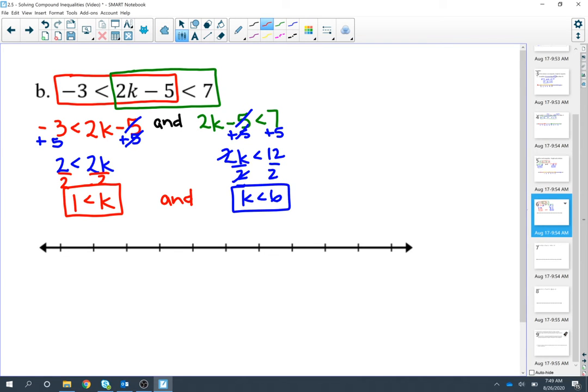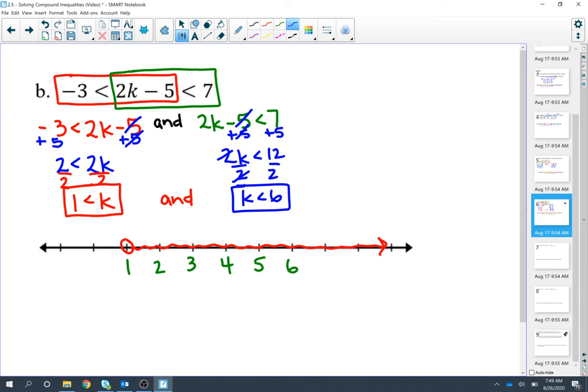Then we're going to take a look at what that looks like graphically. So k is greater than 1, we've got a 1, we've got a 6. So 1, 2, 3, 4, 5, 6. And again, I could keep going. But k is greater than 1. So open dot, shading to the right.